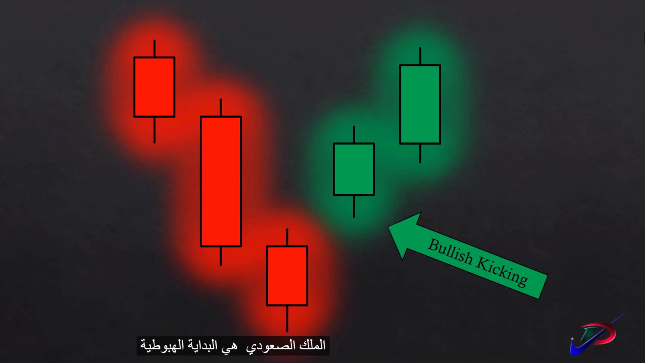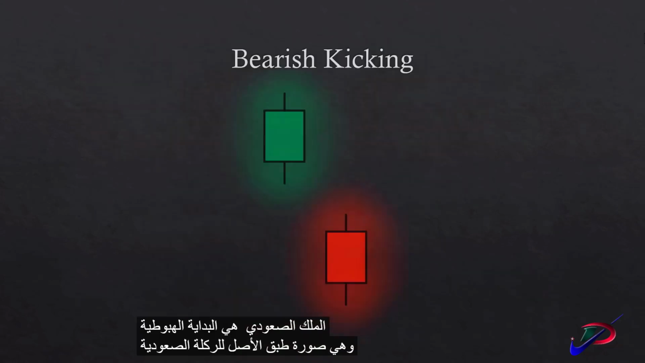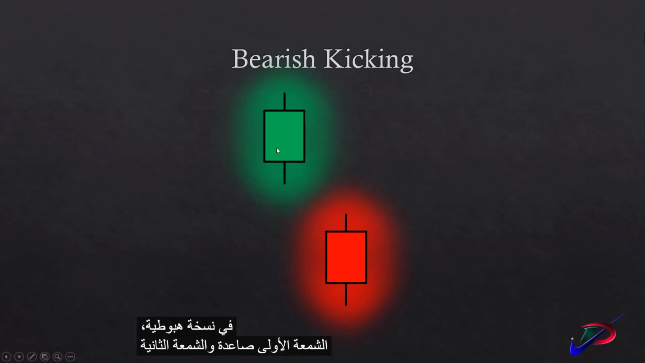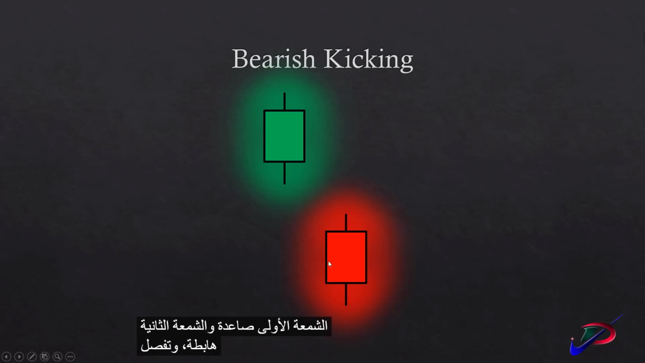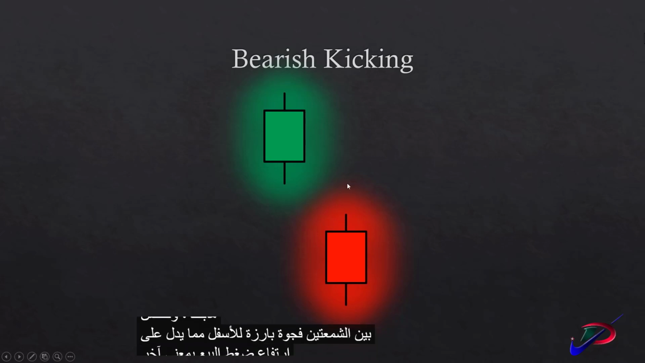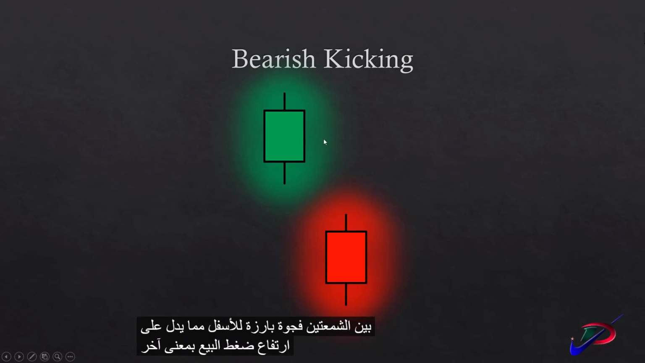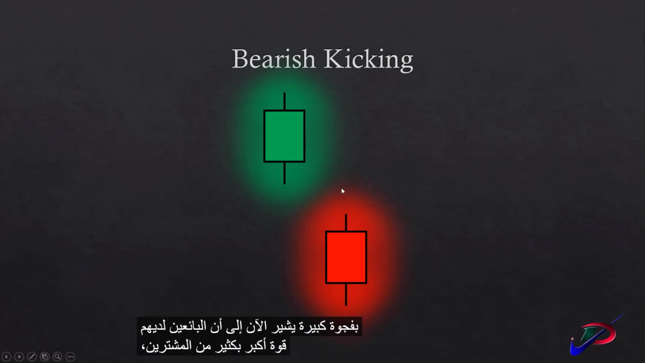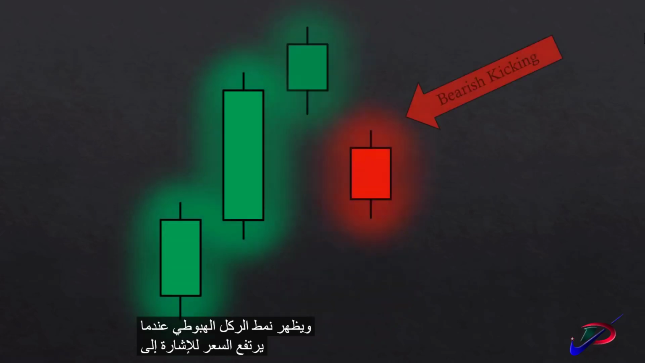The other kicking pattern is the bearish kicking, which is the mirror image of the bullish kicking. In the bearish version, the first candle is bullish and the second candle is bearish. The two candles are separated by a prominent gap down that implies high selling pressure. In other words, the fact that the price opened with a large gap down implies that sellers have a lot more power than buyers.